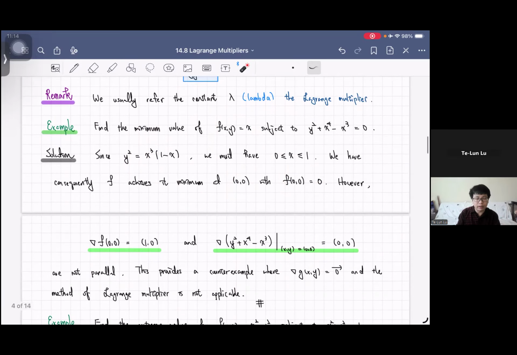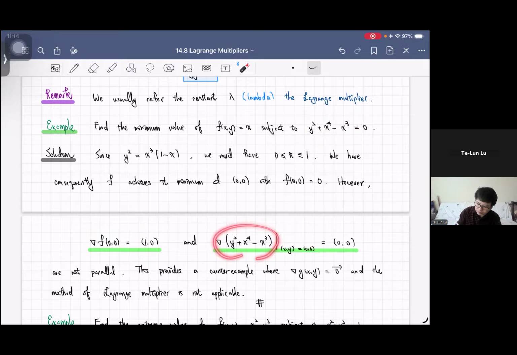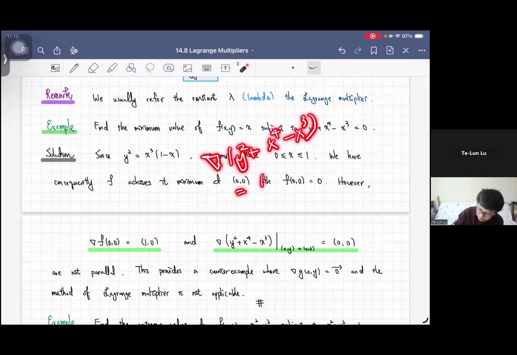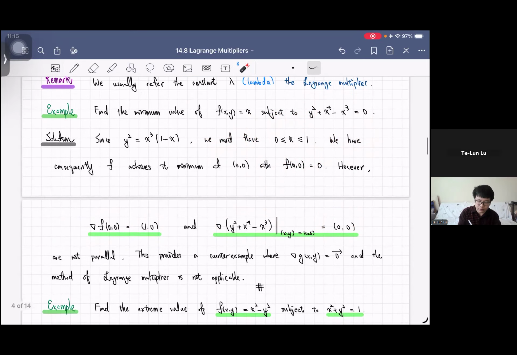However, if you look at the gradient, you see that the gradient of f at (0, 0) is actually (1, 0). On the other hand, the gradient of this curve, y squared plus x to the fourth minus x cubed, is (-3x squared plus 4x cubed, 2y). So if you plug in x and y being 0, it is a zero vector. So you see that these two guys are actually not parallel.